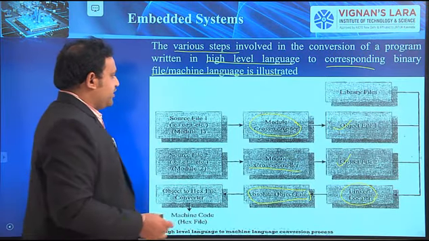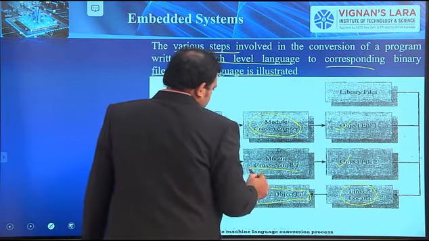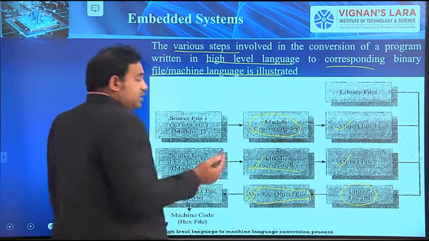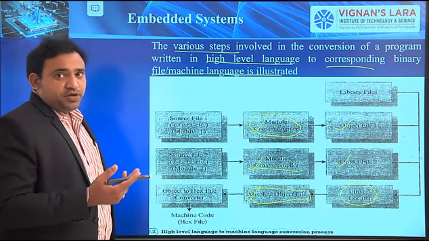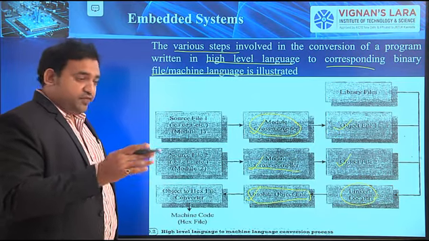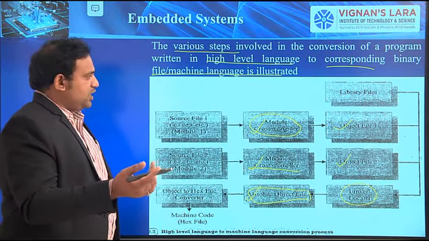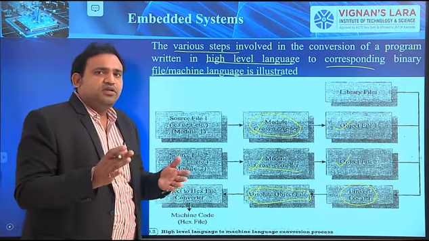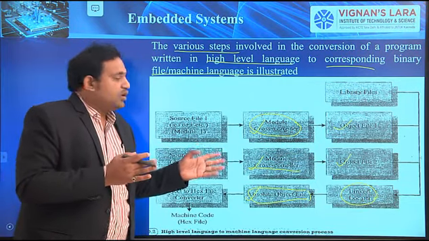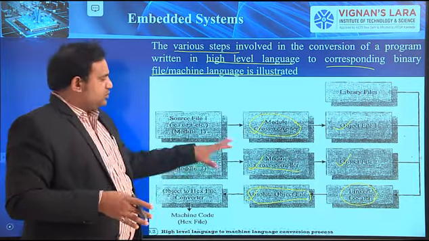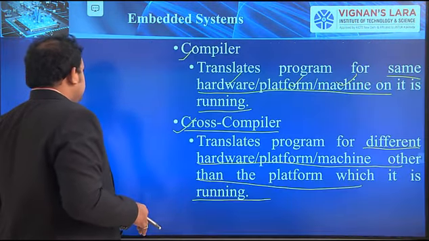So in high level language, what have we used? A cross compiler. So you can translate the program to run on different platforms, different machines, different hardware. If it is only for one specific hardware, that is not a cross compiler, then we have to call it a compiler. So here it is a cross compiler.